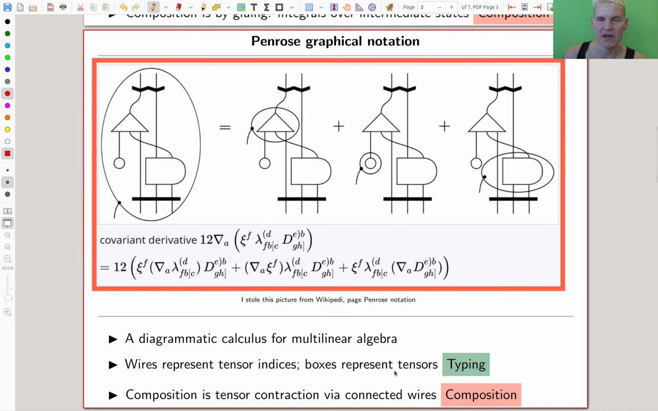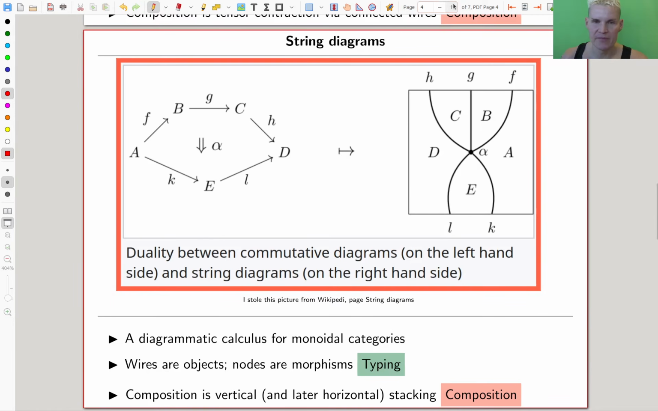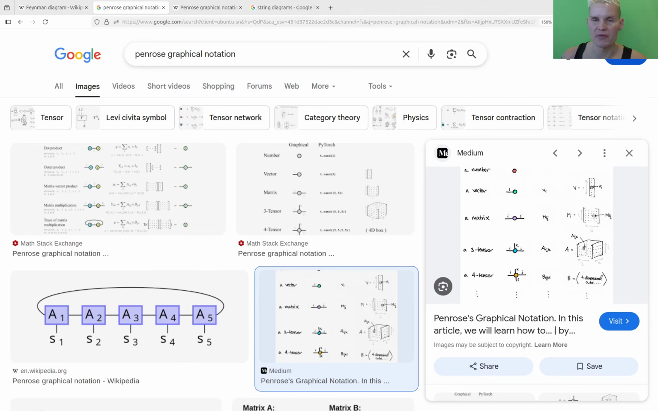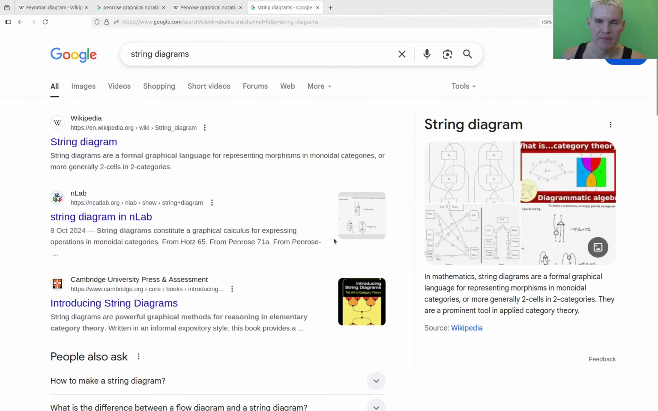Composition is again the same. Similar in flavor, but encoding different things. And the third one are string diagrams for monoidal categories, which is probably what we do most of the time. So string diagrams for monoidal categories.